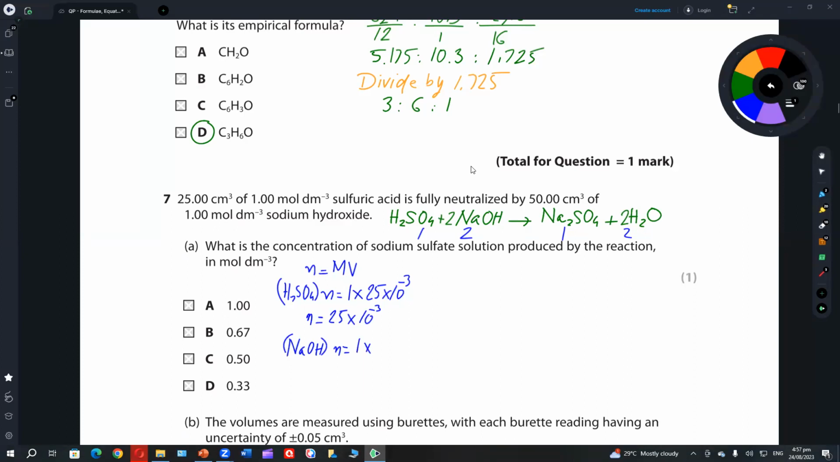It's also going to be 0.025. No, for Na2SO4. Oh, okay, you're doing NaOH. Na2SO4 is the question. The equation says H2SO4 and NaOH ratio should be 1 to 2. Look at our working: 0.025 and 0.05, so the ratio is matching. There's no limiting reactant, so anything can be used.